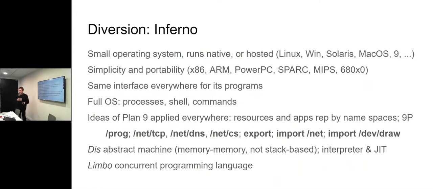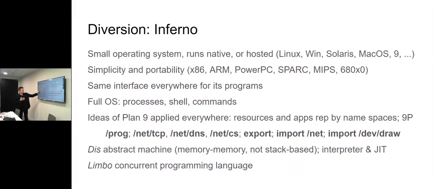The second operating system, Inferno, is what Limbo was designed for. So it's a small operating system. The core of it is written in C. It can run native or, more unusually, all the components of the operating system are compiled and run as an application under some other operating system. It's fairly portable. You've got x86, ARM support, various architectures. The key thing is that it provides the same interface everywhere for its programs.